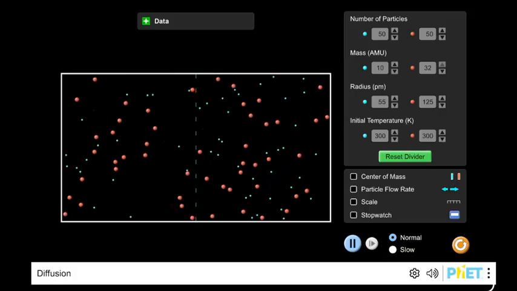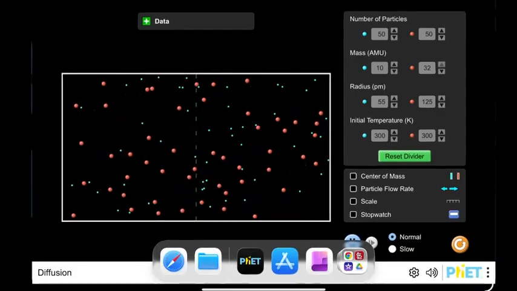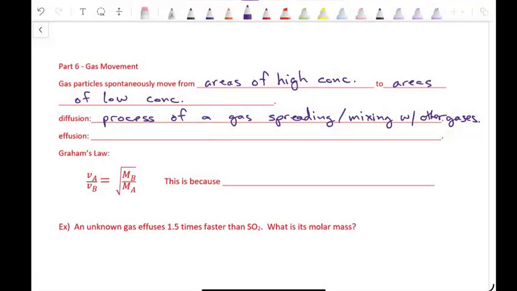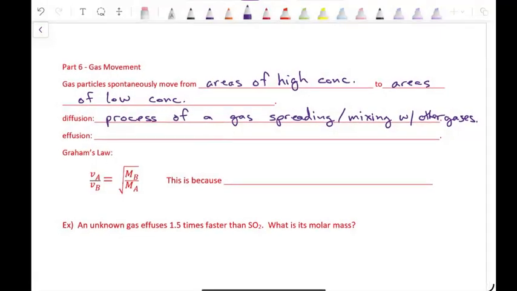So that's called diffusion. There's also something called effusion, and that is a gas escaping from its container. If you think about a nail hole in a car tire, the gas particles are bouncing around inside of that car tire, and eventually a good number of them are going to escape, and you're going to have a flat tire, right? That's called effusion.